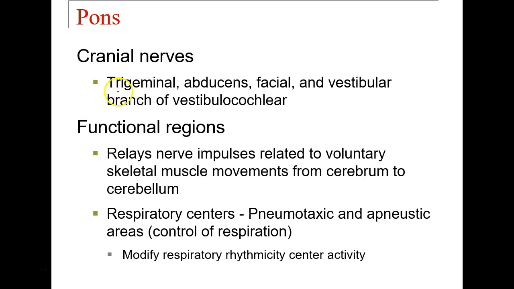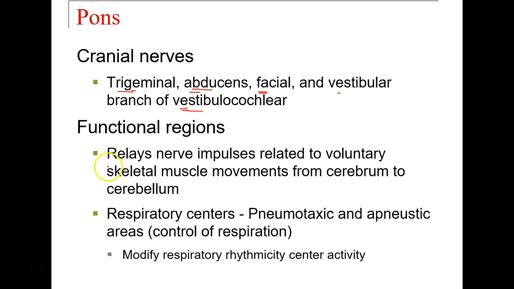Cranial nerves in this area are going to be trigeminal, abducens, facial, vestibular branch of the vestibulocochlear. So trigeminal is 5, and then vestibulocochlear is 8. So 5 through 8. Trigeminal is going to have sensation from the face. Abducens is going to be eye movement. Facial will be taste as well as facial movements. And vestibular branch of vestibulocochlear will be involved with equilibrium.